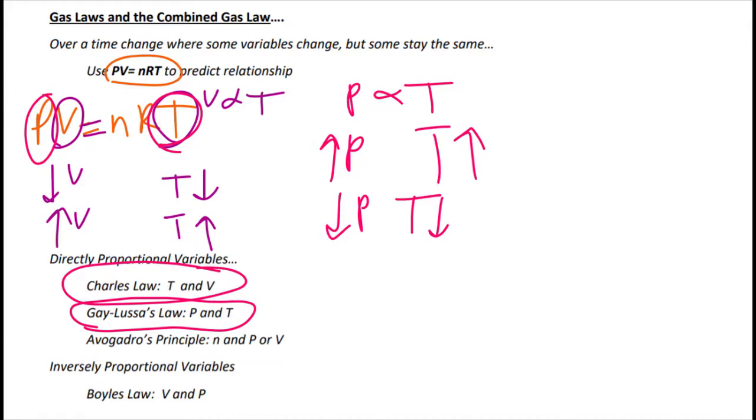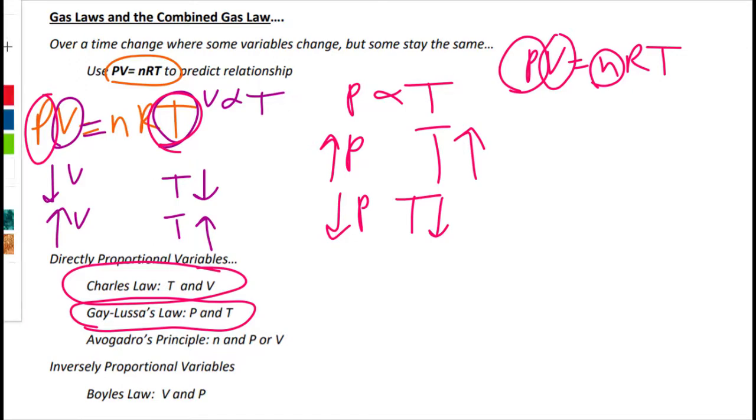And I want you to take a second and, looking at PV equals nRT, think about how P is proportional to n, which is moles, and how V is proportional to n. Hopefully you saw the trend that because they are on opposite sides of the equal sign, we can say that pressure is, again, directly proportional to moles.